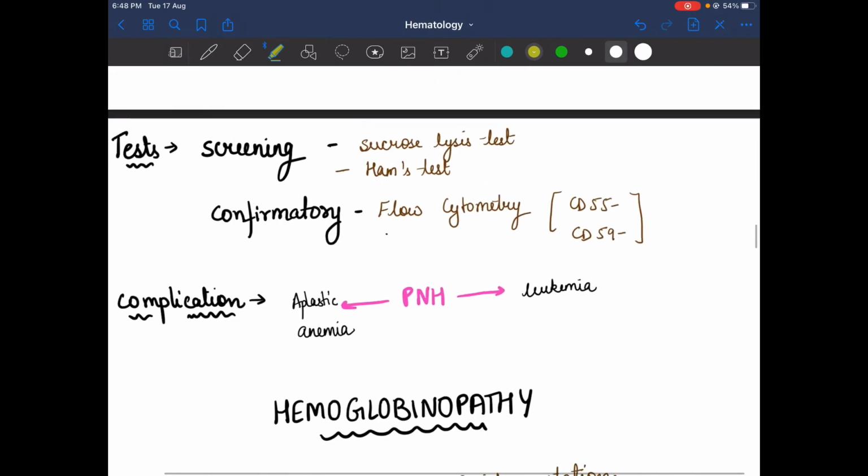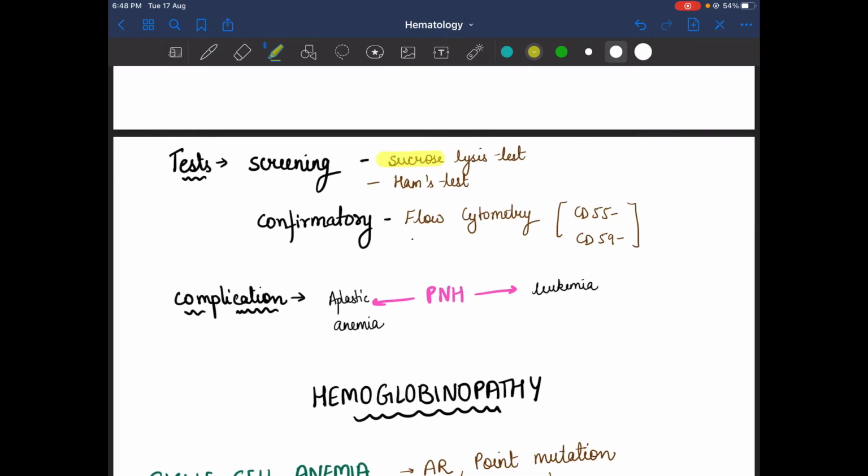Now what are the tests we do for PNH? For screening, we do the sucrose lysis test or the Ham test. For confirmation, we do flow cytometry, because we have to check the CD59 and CD55 markers. If both CD55 and CD59 are absent, it is suggestive of PNH. Now what are the complications? PNH can lead to leukemia, due to overproduction, or it can lead to aplastic anemia, due to bone marrow suppression.